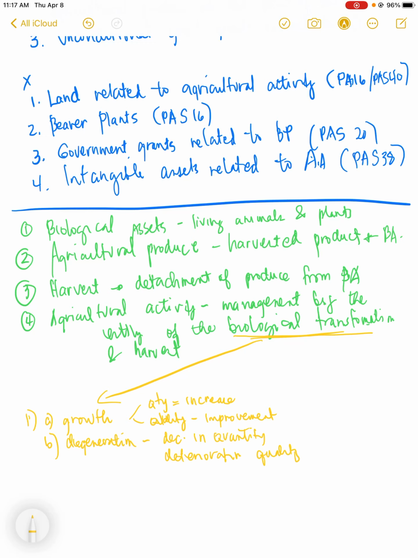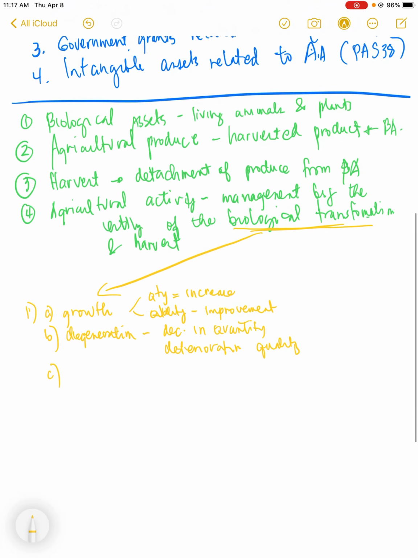Okay? Also, ang posible pang mangyari sa ating biological assets is mag-undergo siya ng procreation. So, procreation, it means nagkakaroon ng additional living animal and plants. So, pag nanganak ang ating biological assets, so that is a procreation.